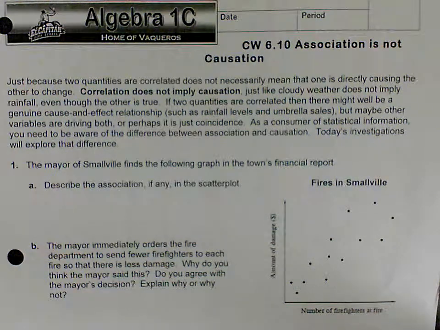Classwork 6.10. Association is not causation. Just because two quantities are correlated does not necessarily mean that one is directly causing the other to change.